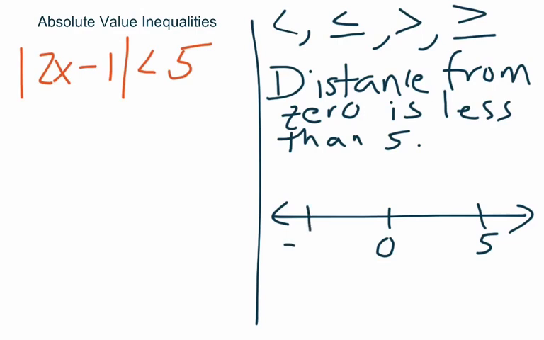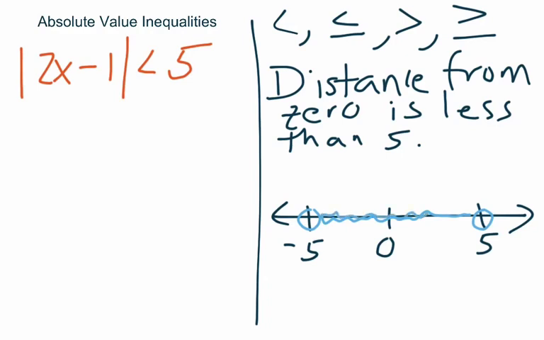Going to the left, and remember, distance can be measured in either direction. So the negative 5 is also 5 units away from 0, and anything in between the 0 and the negative 5 would have a distance from 0 less than 5. So what we're looking at here are all of the numbers in between the negative 5 and the 5, but not including the negative 5 and the 5, because it doesn't say the distance can be equal to 5. It says it has to be less than 5.